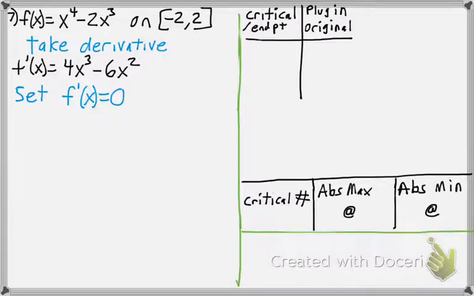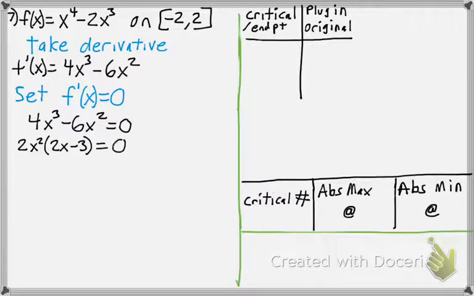And then we want to set this equal to 0. So 4x cubed minus 6x squared is equal to 0. And if I factor this, I can factor out a 2x squared and a 2x minus 3 is left over. So the 2x squared, that's going to give me x is equal to 0. And the 2x minus 3, that's going to give me x is equal to 3 over 2.